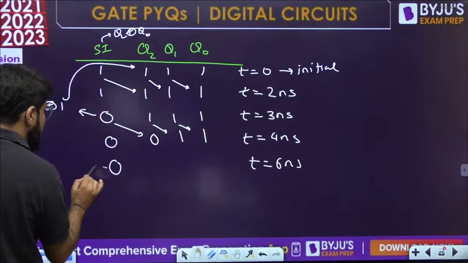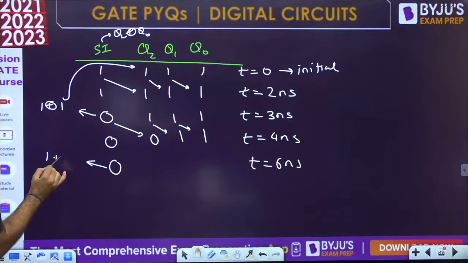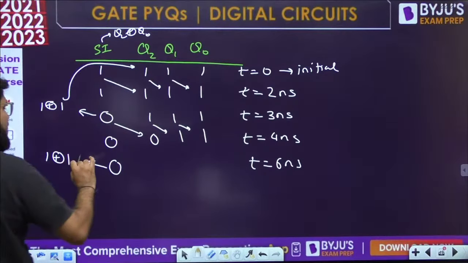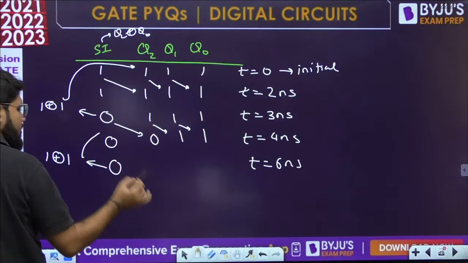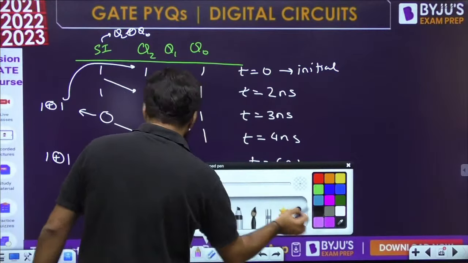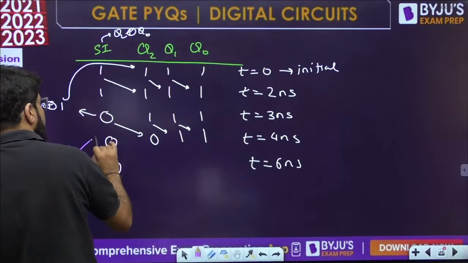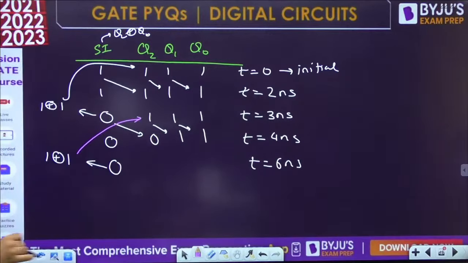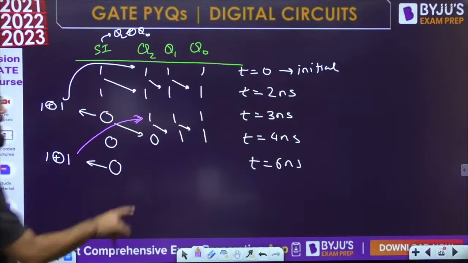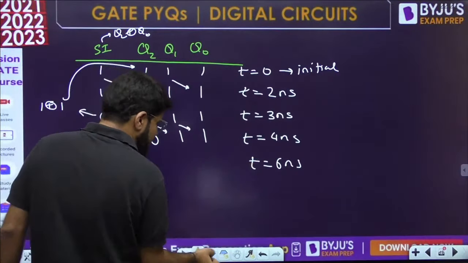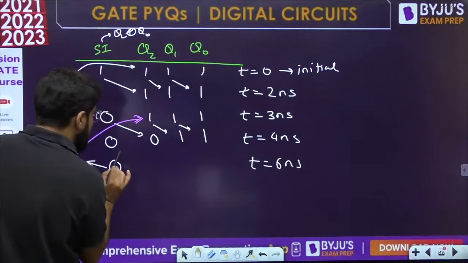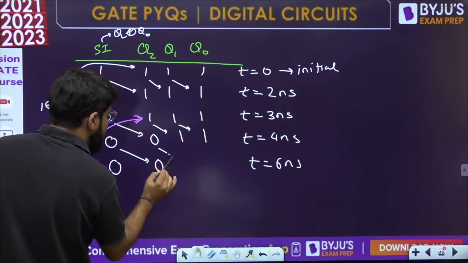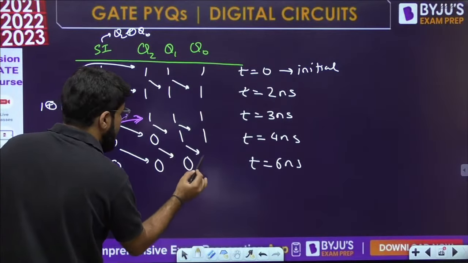So what is this? This is coming from the XOR of 1 and 1, but which 1 and 1? I will tell you that also. It is actually coming from this particular state. Now, T equal to 6 means one more 2 nanoseconds, so the shift register will also update. So what is the updated shift register? This is 0, this is 0, and then this is 1.